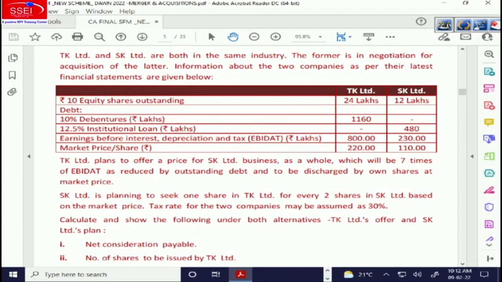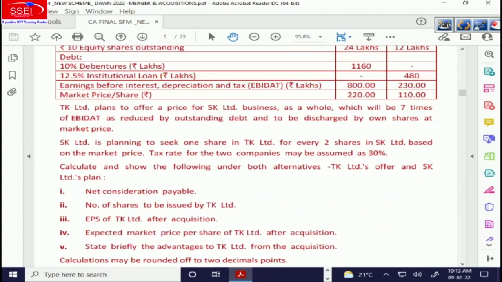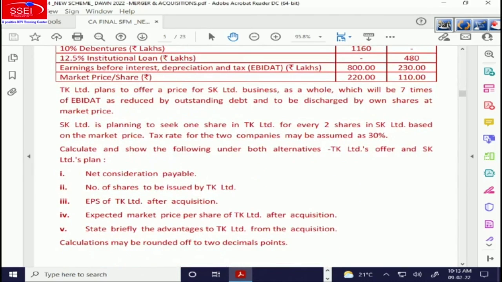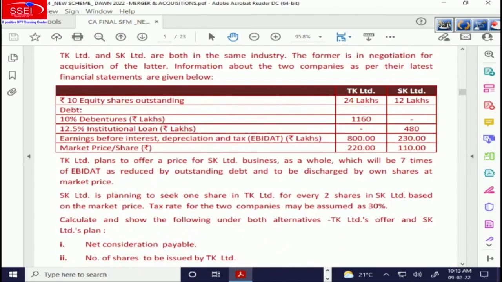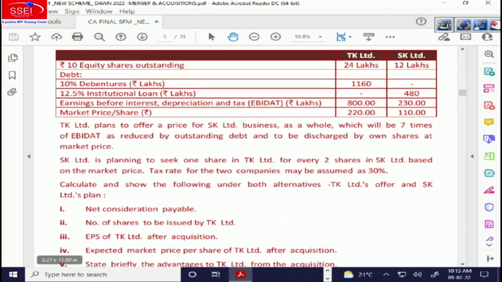So the total number of shares will be 24 plus 6, 30 lakhs. That is the total number of shares. They are asking us to calculate the net consideration payable. So we are giving them 6 lakh shares and the share price is 220. So the net consideration payable is 6 into 220, which is 1320 lakhs.